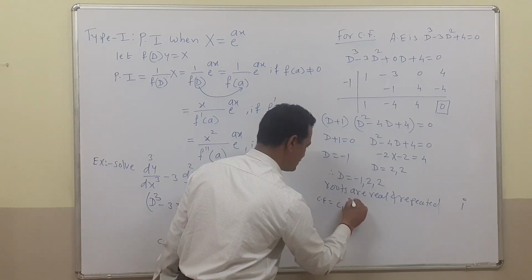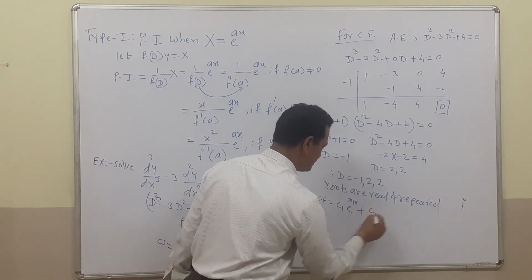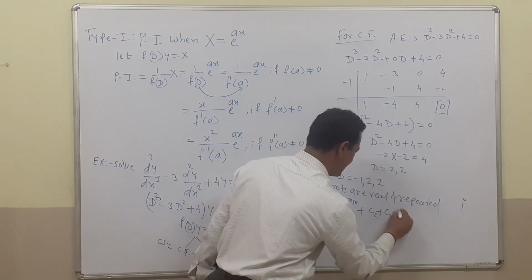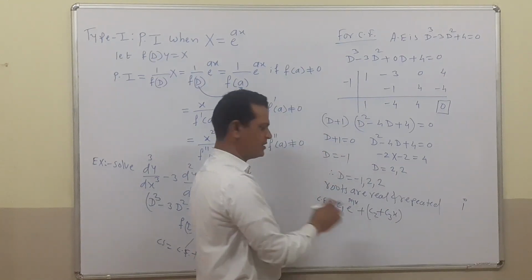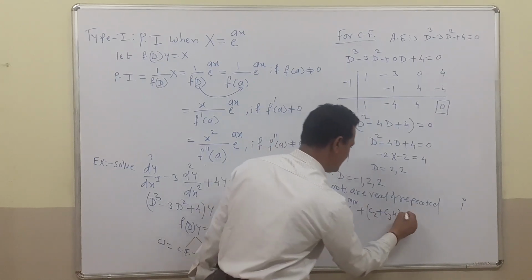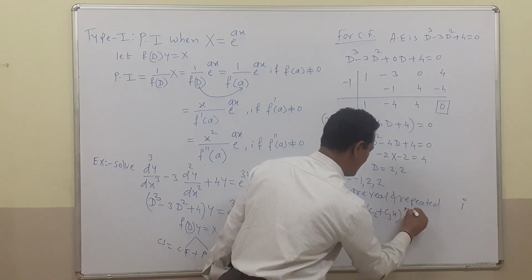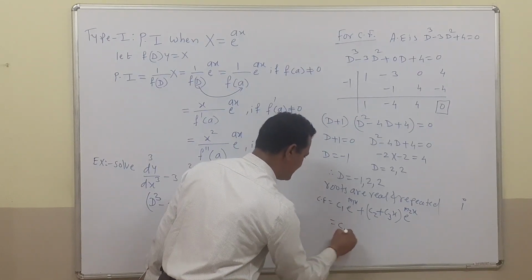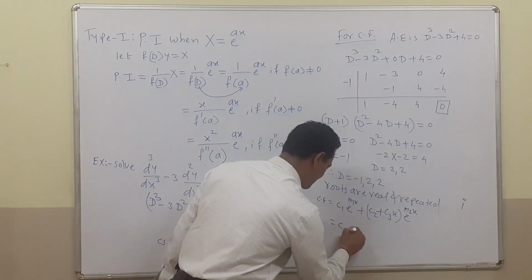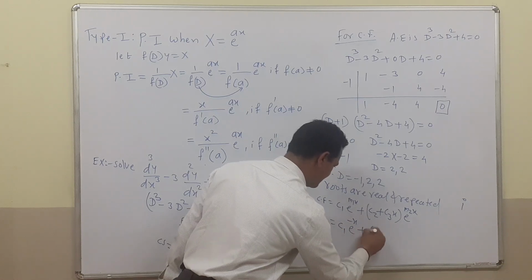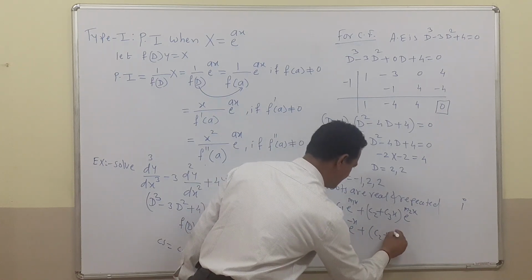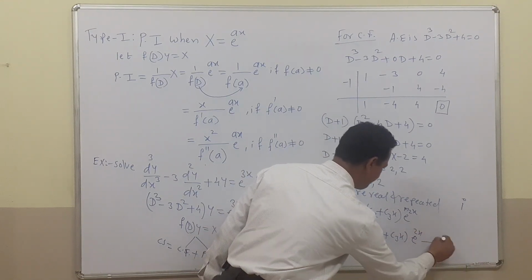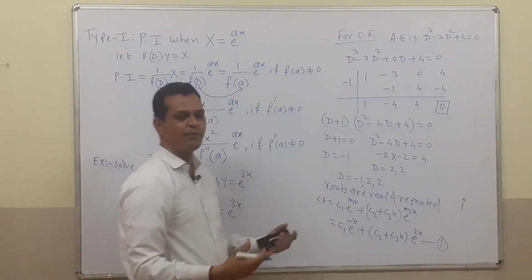c1 e raised to m1x plus c2. The first coefficient is c1, then c2 plus c3x, because these two roots are repeated, into e raised to m2x. So this is the complementary function formula. Putting in the values, we get c1 e raised to minus x plus c2 plus c3x, then e raised to 2x. So this is the value of the complementary function.